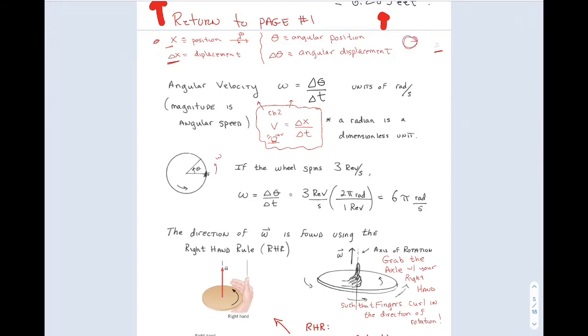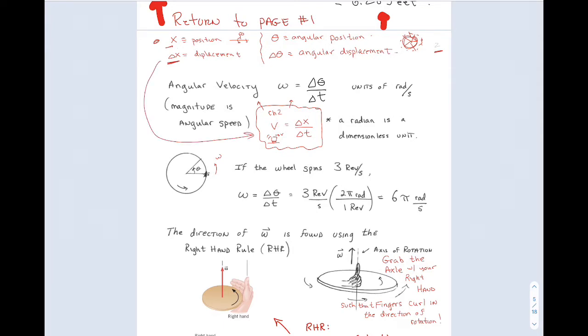Now we have something that goes around a circle. It could be a bicycle wheel, could be a person walking around a circular lake. At any orientation around, we would say they have an angular position, right? 30 degrees, 90 degrees. We have to do it in radians, but that's their angular position. And as that changes, they have an angular displacement.